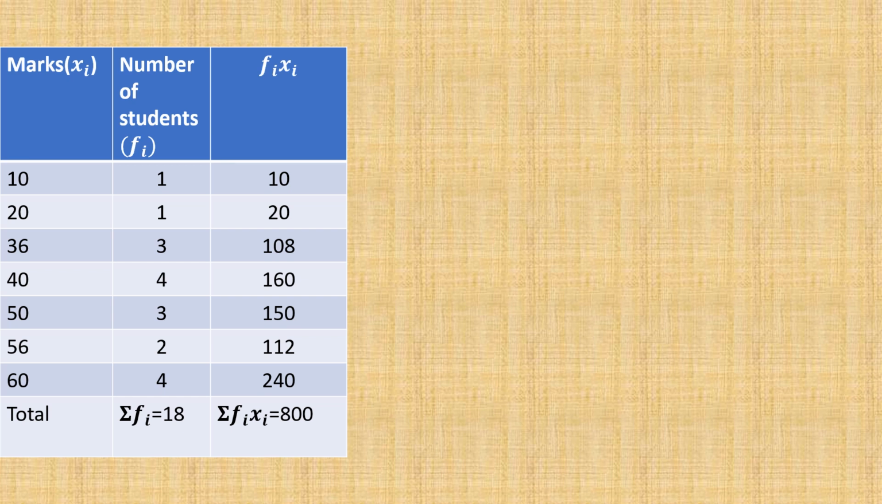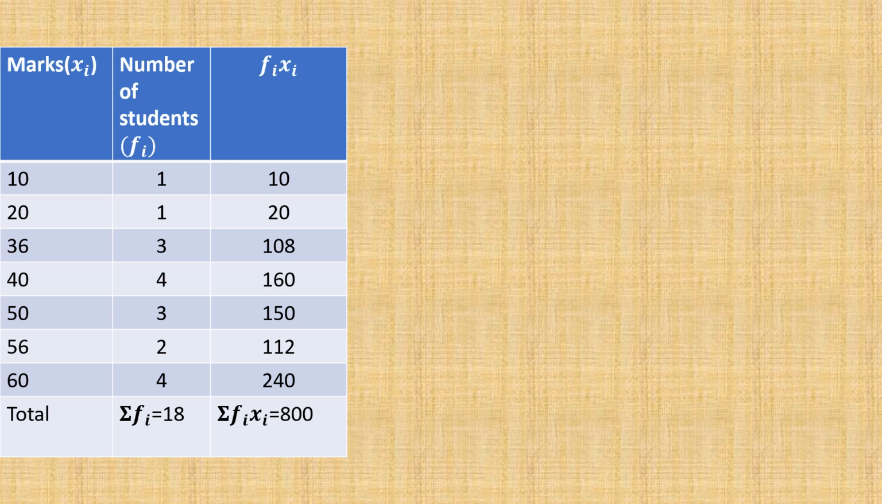Now I'll multiply fi and xi. You can ask me, why should we multiply f and xi? See, if you want to write the data, it is 10, number of students 1, so 10; another observation is 20; another observation 36, you have to write 3 times, 36, 36, 36. So instead of writing 36, 36, 36, I write 36 into 3. I have done all the multiplications like that, f into x, and I got fx.